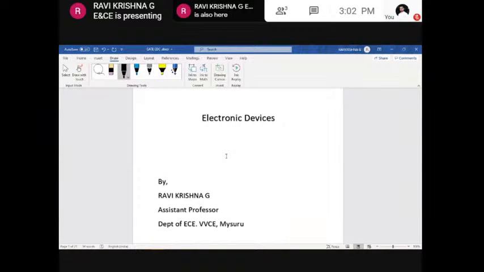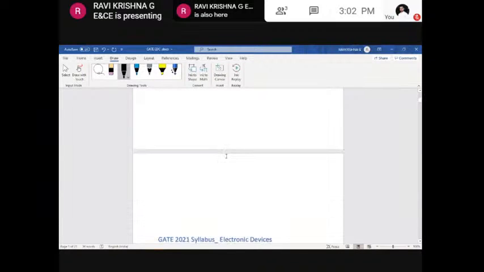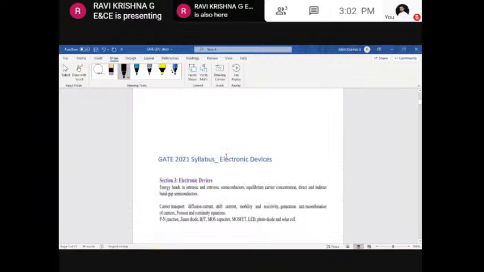Today, I'm going to discuss some of the concepts with some examples related to electronic devices, which is pertaining to GATE 2021. So, before moving on to the sample examples, let's move on to the syllabus that you need to be ready for the exam. The syllabus for electronic devices looks like this.